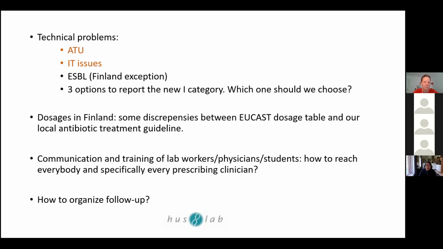And from the beginning, we also started to think that communication and training would be quite a big issue. And we started to list all the people that we have to reach, train, and give material to, so that the new I category could be understood correctly. And we also started to think that we need to organize a follow-up, and how could we do that?